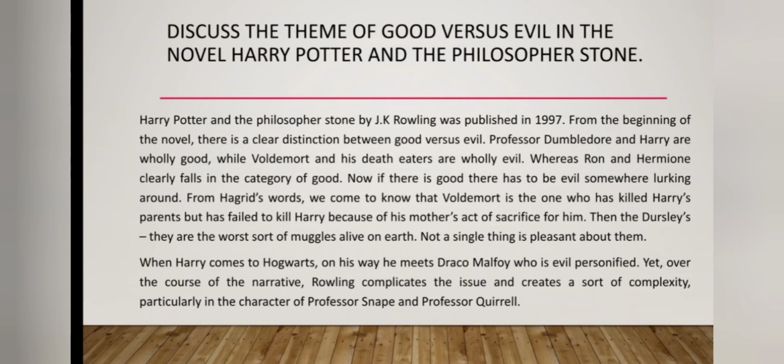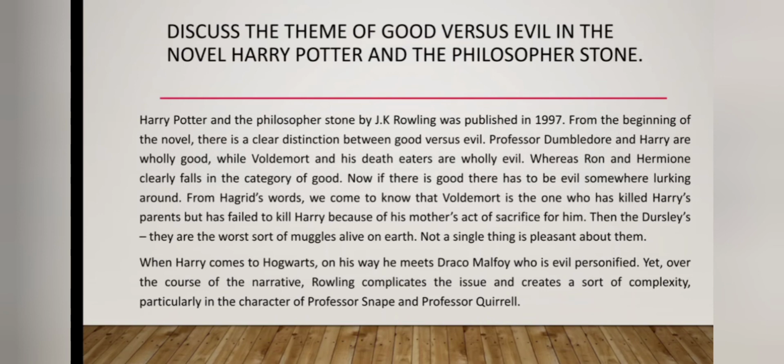So now, if there is good, there has to be evil somewhere lurking around. From Hagrid's words, we came to know that Voldemort is the one who has killed Harry's parents, but has failed to kill Harry because of his mother's act of sacrifice for him. Then the Dursleys, they are the worst sort of muggles alive on earth. Not a single thing is pleasant about them. When Harry comes to Hogwarts, on his way he meets Draco Malfoy, who is evil personified.